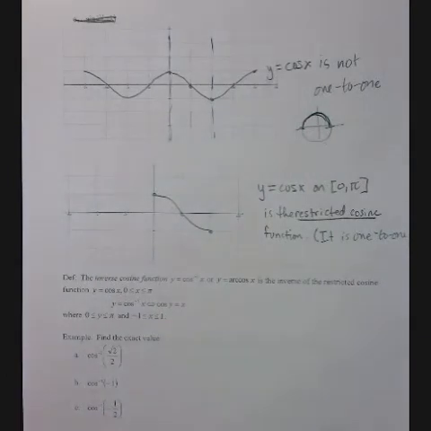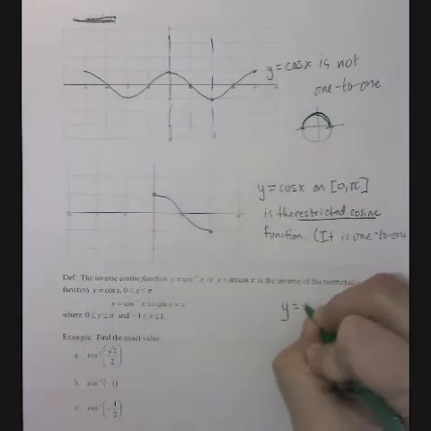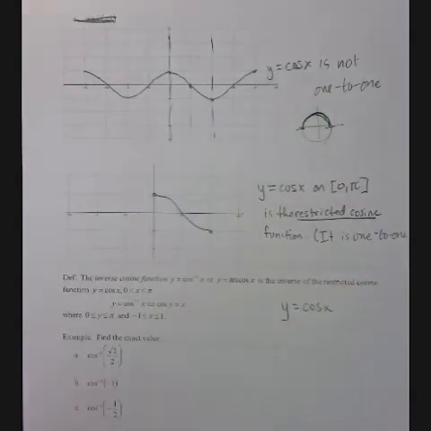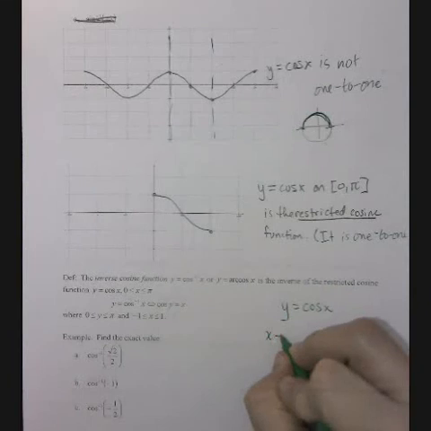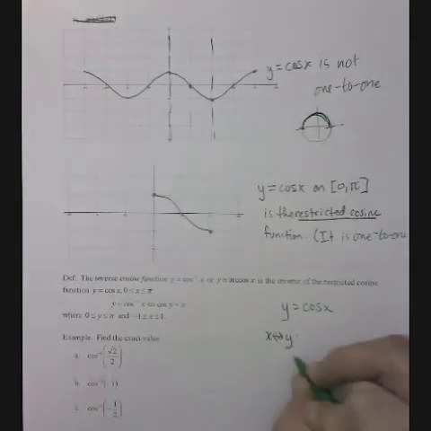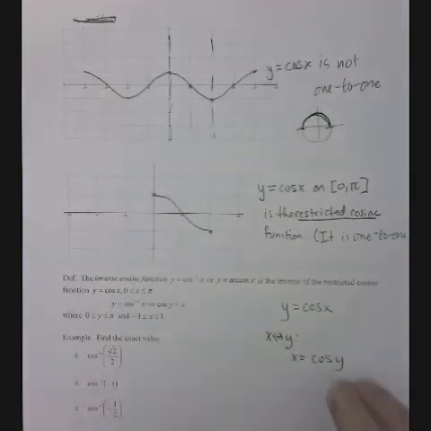So just like with the sine function, we start with our y equals cosine x instead of y equals sine x. We interchange x and y. X then equals cosine of y. So y is the number whose cosine is x. We just write y equals cosine inverse of x.